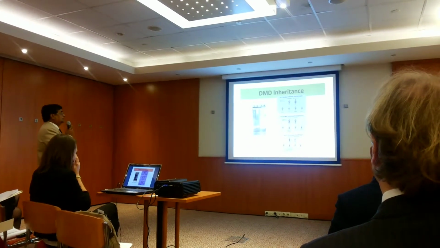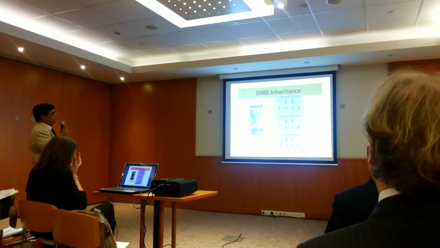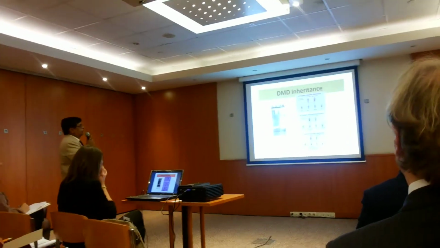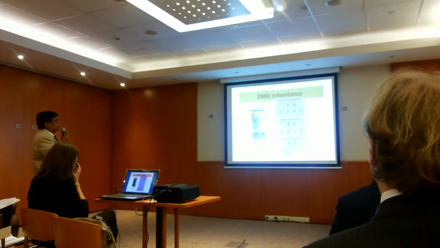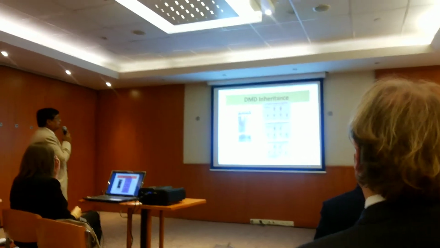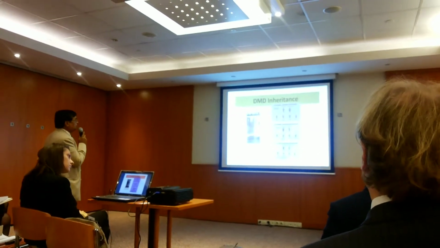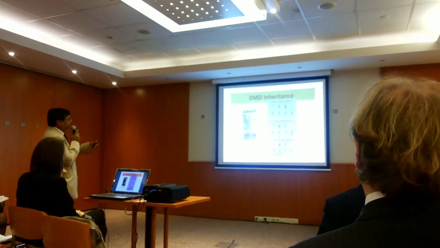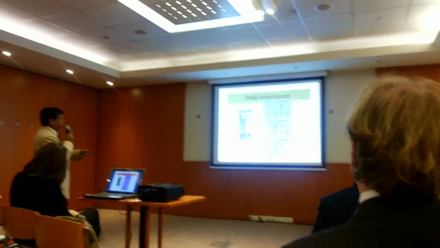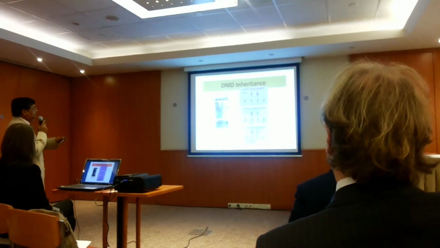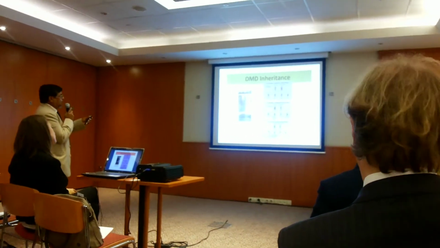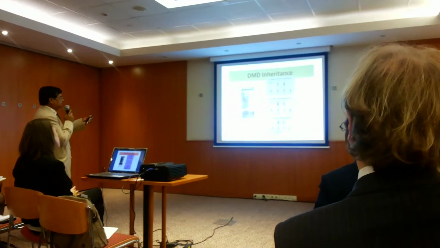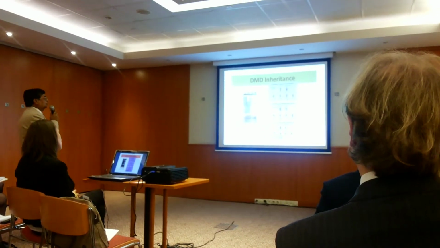DMD is inherited. There are several ways of inheritance. Autosomal dominant inheritance, where the mother is a carrier and the father is also affected. So there are different kinds of inheritance in DMD. We can find this inheritance in the genetic test of the patient.